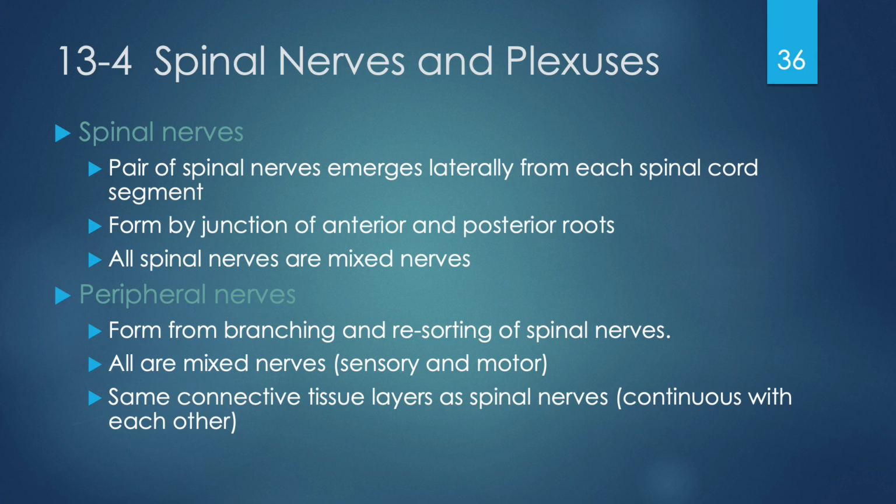Now, peripheral nerves are different than spinal nerves because these form from branching and resorting of spinal nerves. So we will have mixed nerves that are sensory and motor. And then there are some connective tissue layers that have spinal nerves that are continuous with them as well.